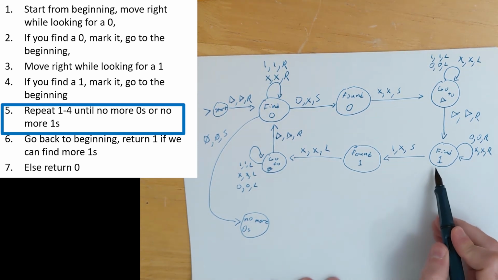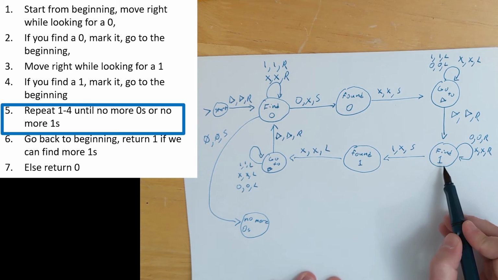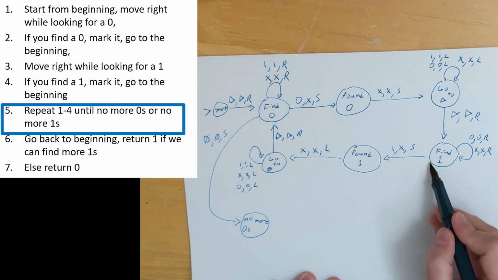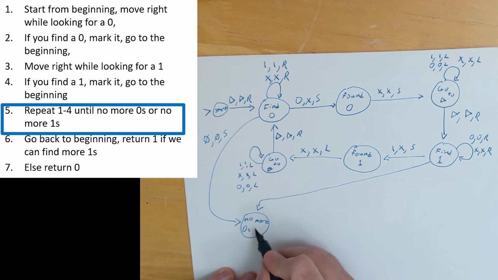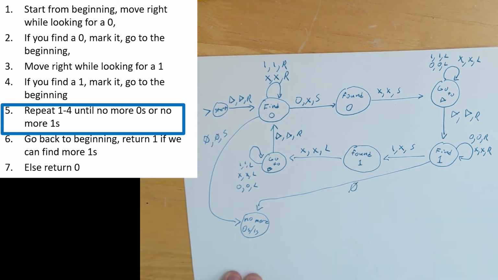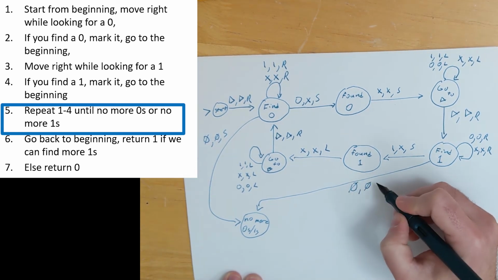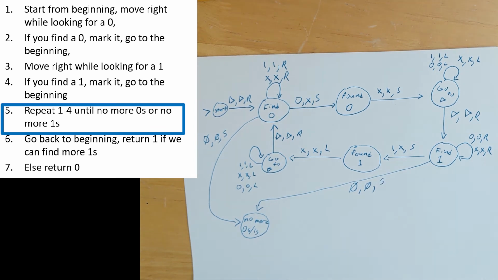Similarly, if while I was trying to find a 1, I started from the beginning of the tape, and I came to a blank before I saw any 1s, then that means that there were no more 1s on the tape. I had marked all of those off, maybe there weren't any to begin with. So I'm going to do something here. So this is going to be my no more 0 state, and also my no more 1s state. And so if I see a blank before I see any 1s, then let's just not change it, and we are going to stay in the same spot.